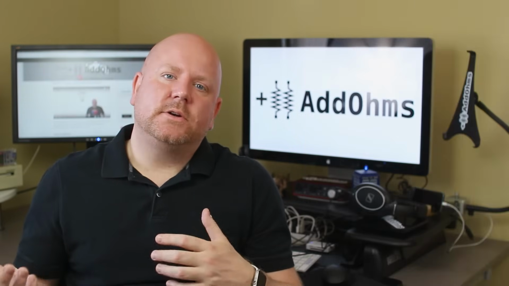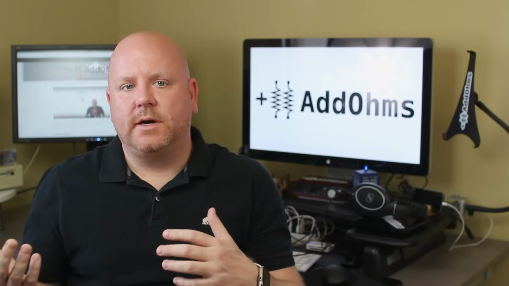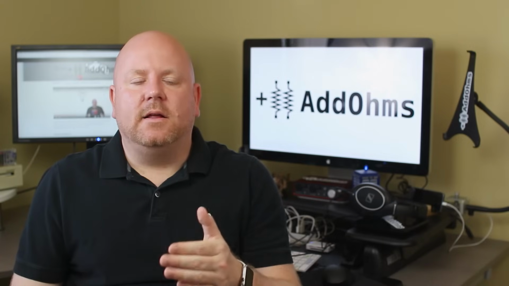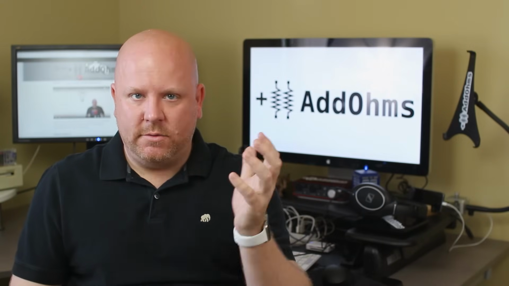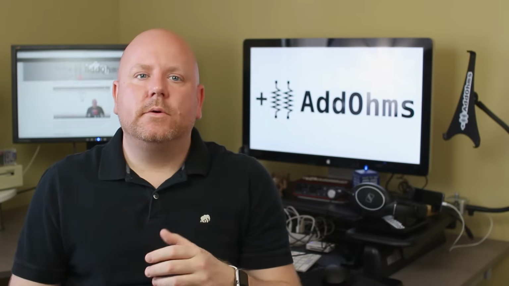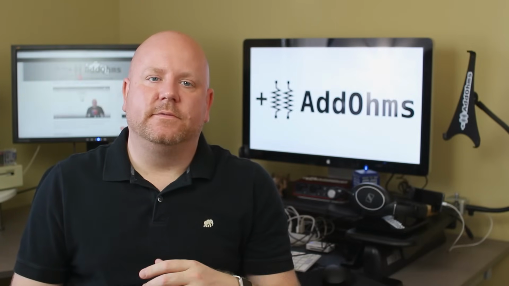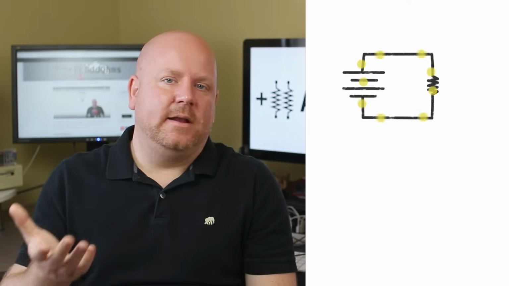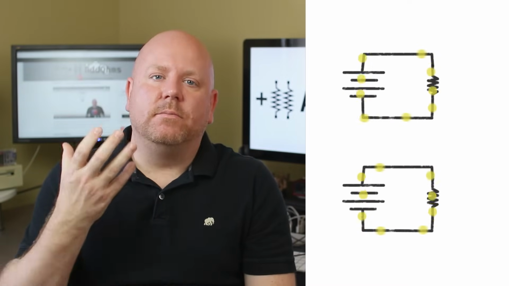In short, whether a circuit shows electrons or charge moving in one direction or the other, current is a closed loop. As long as you analyze an entire circuit with the same direction, it doesn't matter which one you use. On AddOhms, we're going to keep drawing with conventional current flow. So whether you see an animation like this or an animation like this, they are both correct.